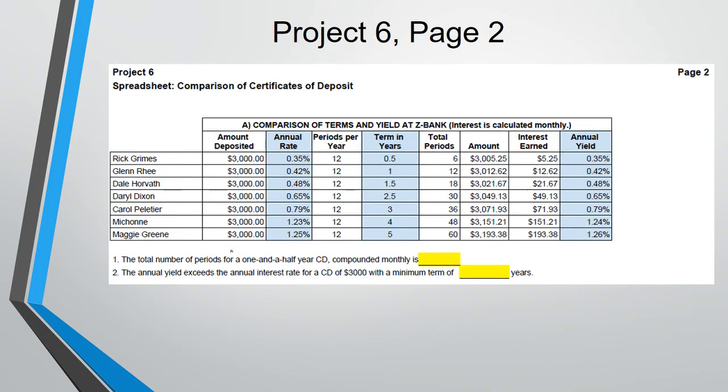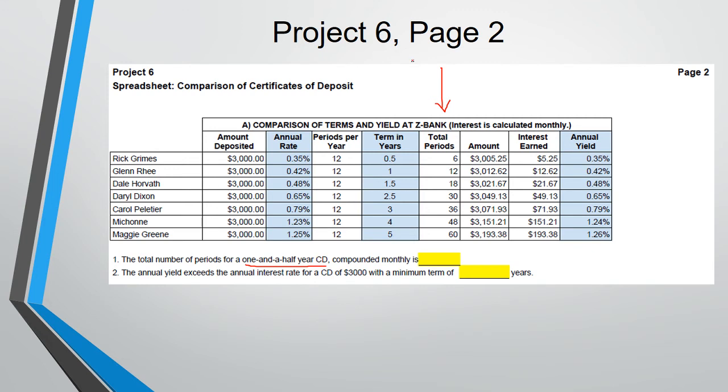Page 2, we're going to also use the table above to answer these questions. So the first question says the total number of periods for a 1.5-year CD compounded monthly is blank. So we're looking at the total periods, so we're looking at this table or this column right here. So two ways of doing this. You can calculate it or you can just take a look at the table. We're going to look at the table really quick.